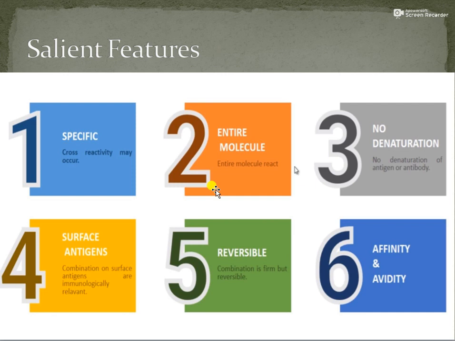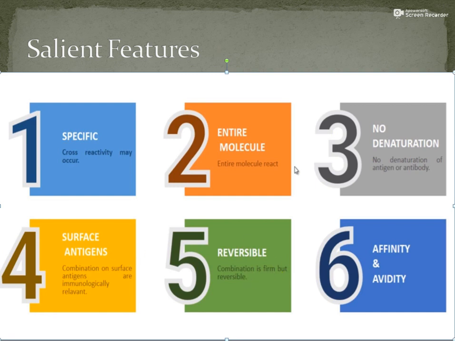Now, what do you mean by surface antigens? Consider a pathogen. I'll give you an example. If you have COVID-19, you have lots of spike proteins on it. That is a surface antigen. So the binding of the antibody mainly happens on the surface antigens, or those antigens which are found on the surface of the pathogen. That is also a feature of antigen antibody reactions. So you understood what is specific: the entire molecule reacts, there is no denaturation, surface antigens are being bound, and the reaction is reversible.